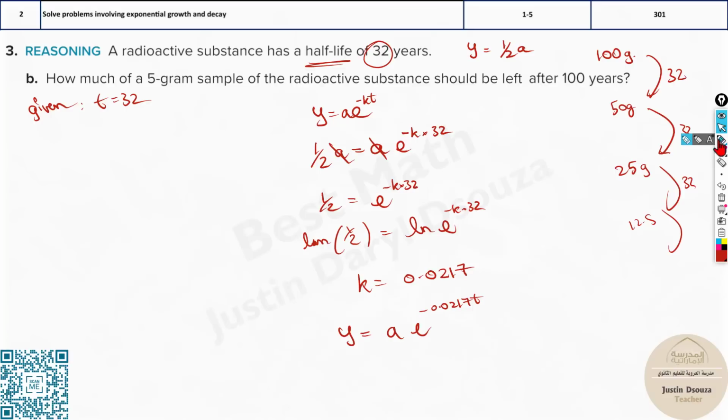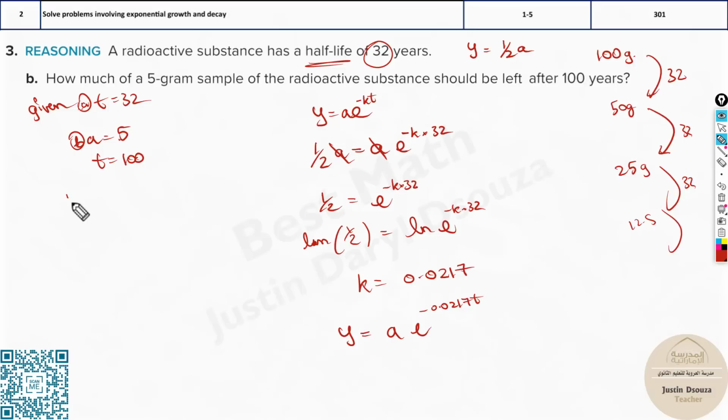Now the second one: how much of a 5 gram sample of radioactive substance should be left after 100 years? Now this is again very important. See, initially you have 5 grams, that is the a value, you have 5 grams with you. After 100 years, t of 100 years, this is b, this is a. If you spend a time of 100 years, how much will remain?